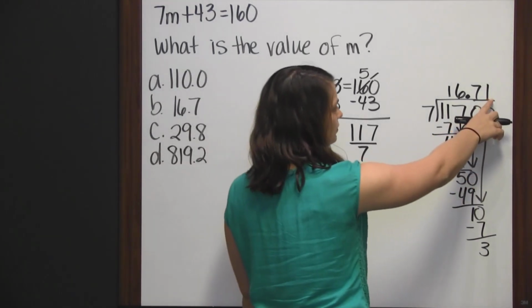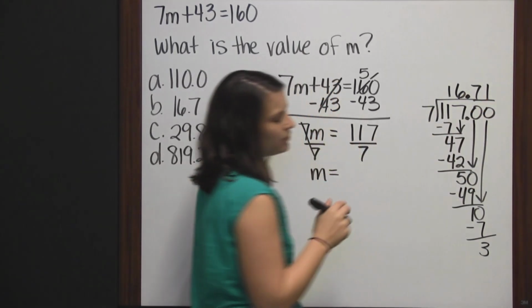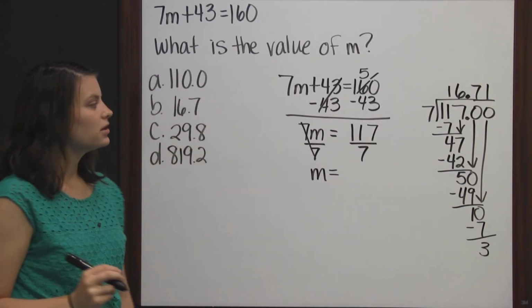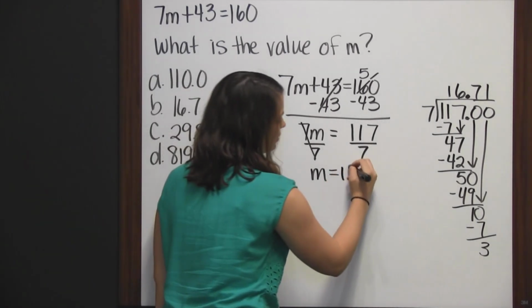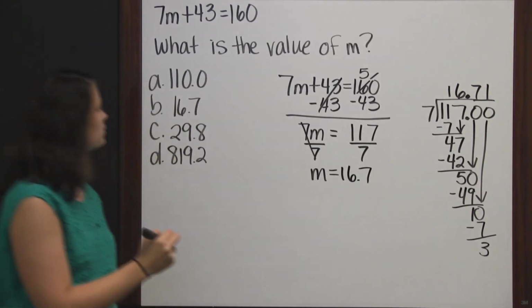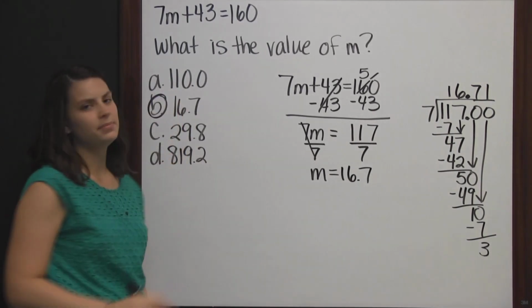The 1 tells the 7 to stay the same if we're rounding to the tenths place, so our answer is 16 7/10, which is answer choice B.